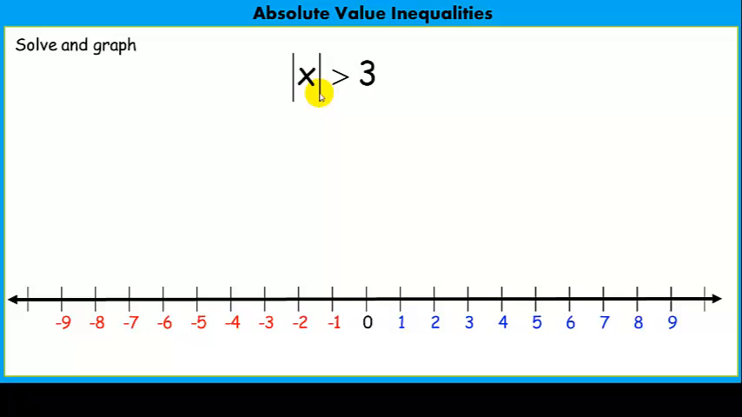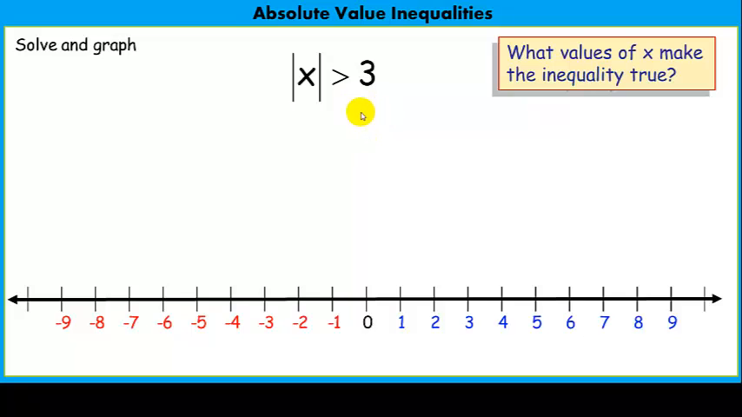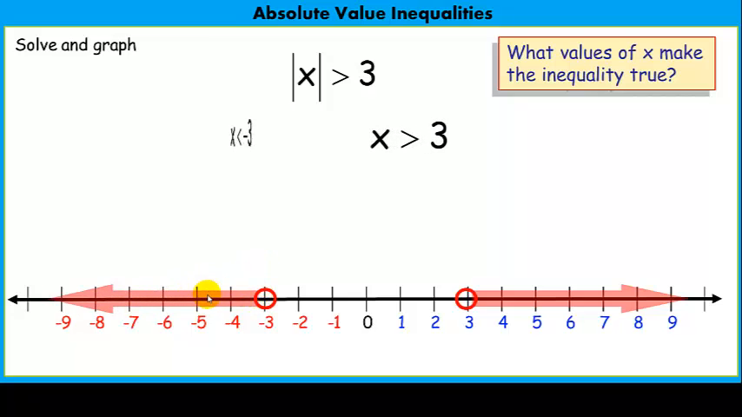Okay, let's look at the other situation where the absolute value of some number is greater than 3, and what x makes that inequality true. Well, we have the same boundary points, but now we're saying what values would make it farther than 3 away from 0 on the number line. Well, all those numbers over here, 4, 5, 6, that's all greater than 3, but also all these over here, all x's that are less than negative 3.